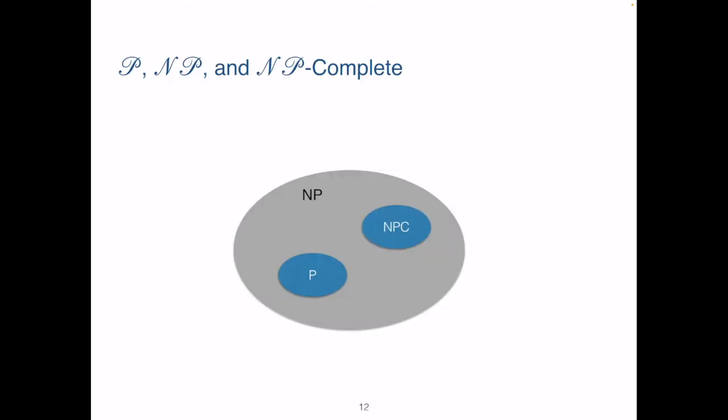Finally, let's see the relationship among these three classes. The class NP includes all problems that can be verified in polynomial time, and P is the set of problems that can be solved in polynomial time. NP complete is the class of the most difficult problems in NP. All of the NP complete problems can reduce to each other. This diagram is how almost all computer scientists view the relationships among P, NP, and NP complete. Both P and NP complete are wholly contained within NP, and P does not overlap with NP complete.